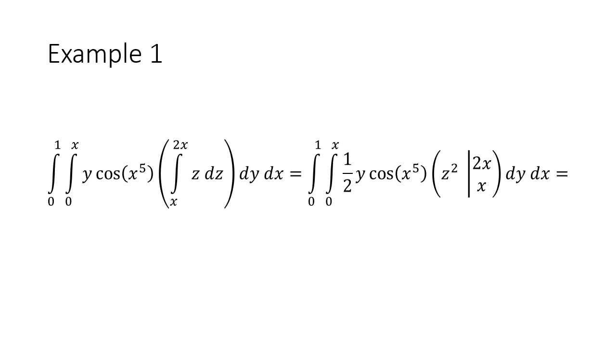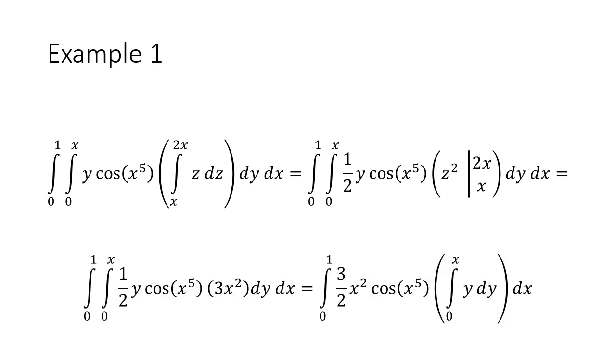Now, when I square the quantity 2x, that's 4x squared. When I square x, that's x squared. So the difference is going to be 3x squared. Now I know my second iterated integral is with respect to y. So I'm going to factor out everything that's not a y. Well, I can factor out now the 3 and the 1/2, so 3/2. I have an x squared and my cosine x to the 5th.